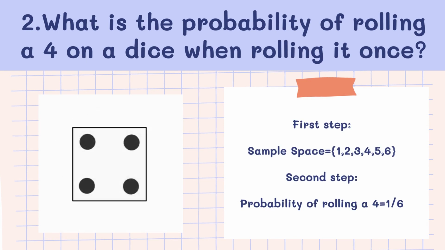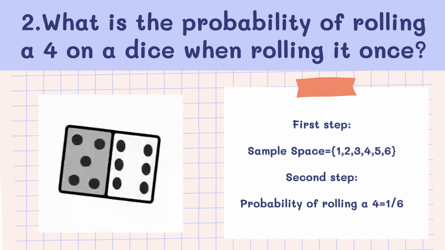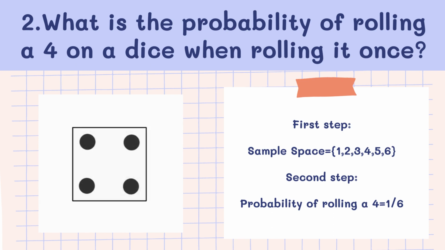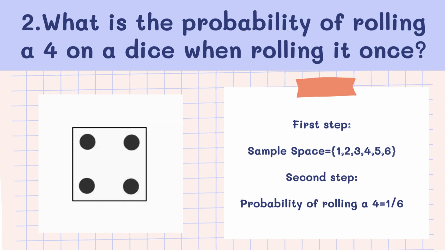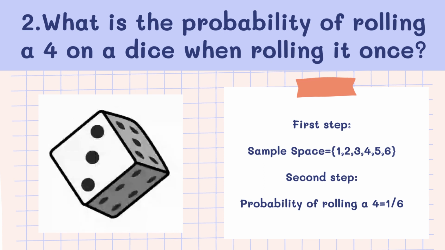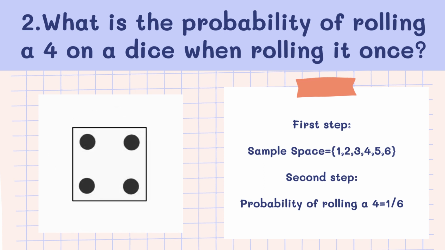What is the probability of 4 on a dice when rolling it once? First, I'm going to be rolling the dice. As you can see here, there's only one time that I can land on a 4. So the first step is the sample space. To find the sample space, you need to know the whole outcome when rolling a dice. As you can see here, it is 1, 2, 3, 4, 5, and 6.